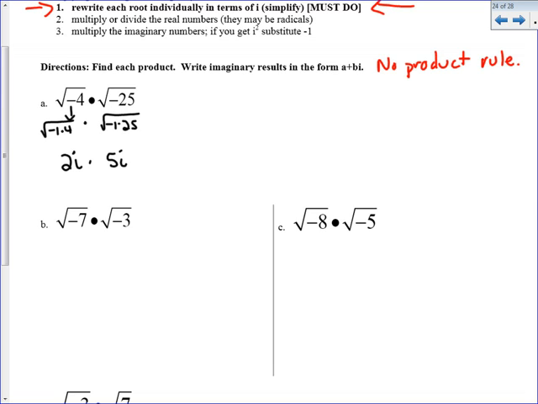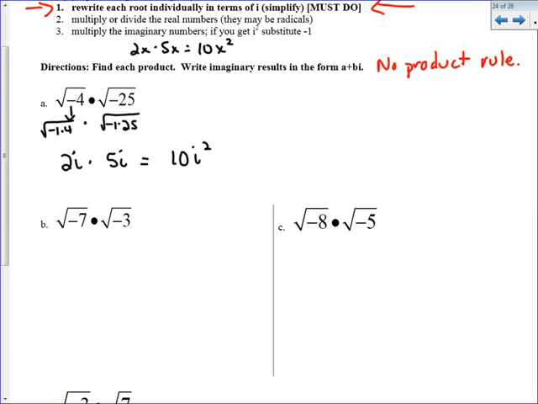Now it works like an x. That's another thing that makes it kind of nice and familiar. So if I had 2x times 5x, what would I get? You'd get 10x squared. So when I have i times i, just like an x, 10i squared. It works just like a variable. That's why it's nice.